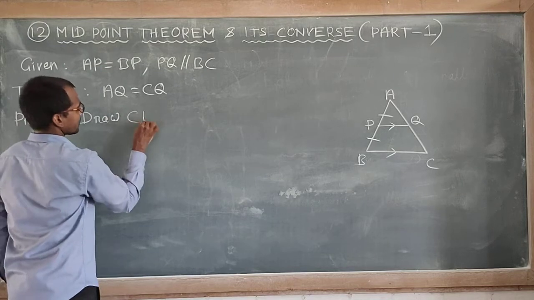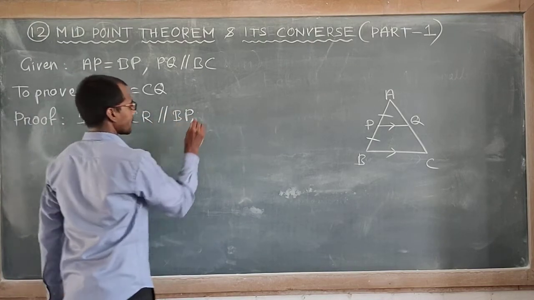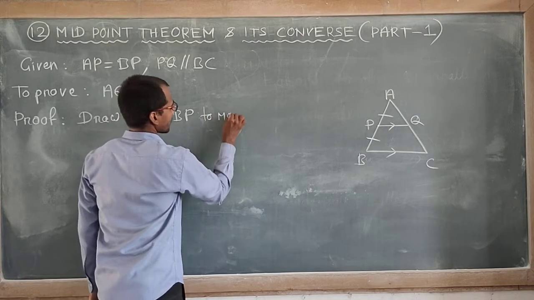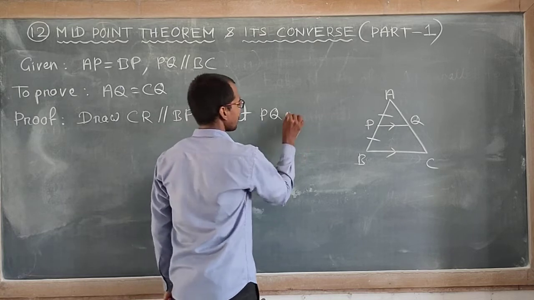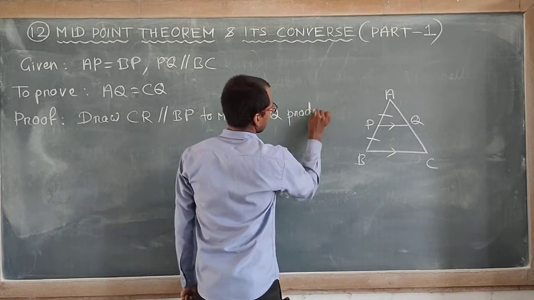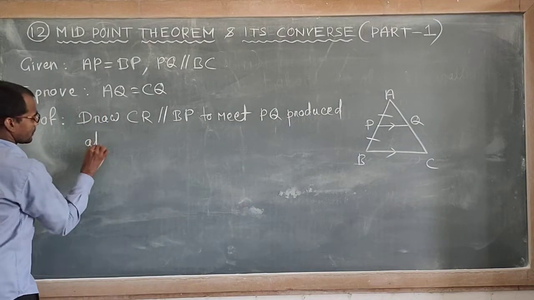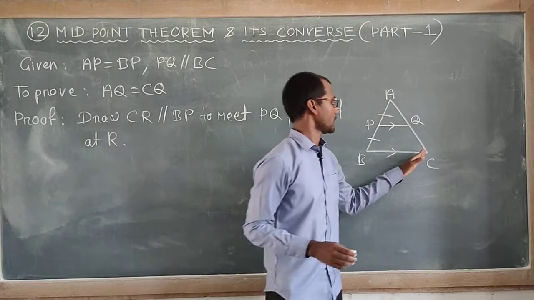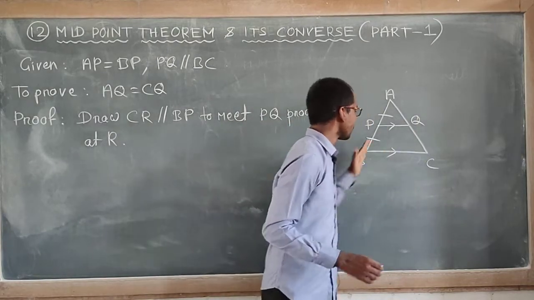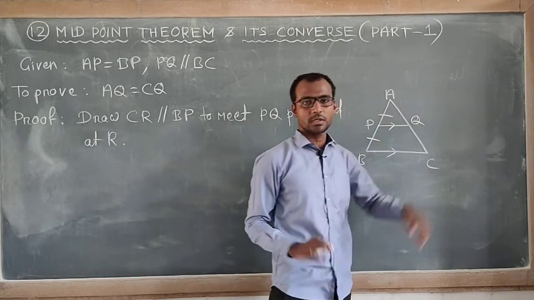Draw CR parallel to BP to meet PQ produced at R. Okay, that means through C we are going to draw a line parallel to BP or BA, which will meet PQ produced at R.